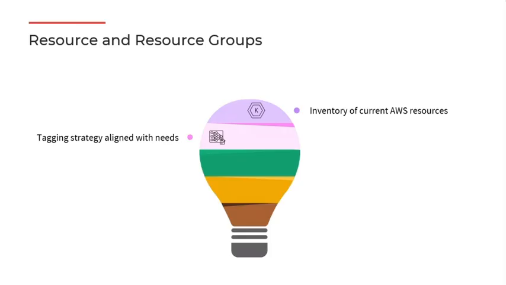For example, a resource group tagged with environment equals dev might include all compute, storage, and networking resources used by your development team. These groups update dynamically as you add or remove resources, keeping everything organized and current. Resource groups are great for bulk actions, such as stopping all development EC2 instances over the weekend to save costs, and you can use tools like the tag editor to tag resources in bulk.